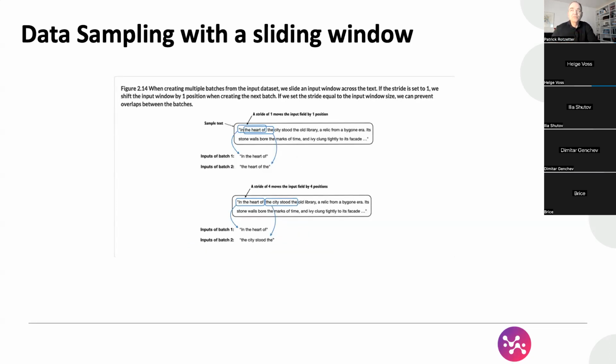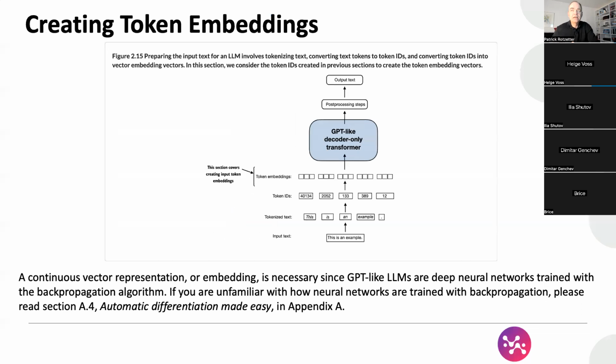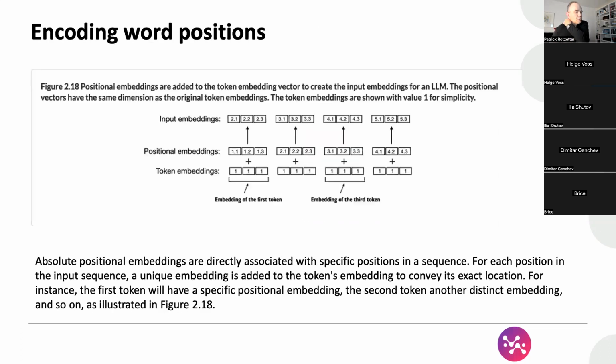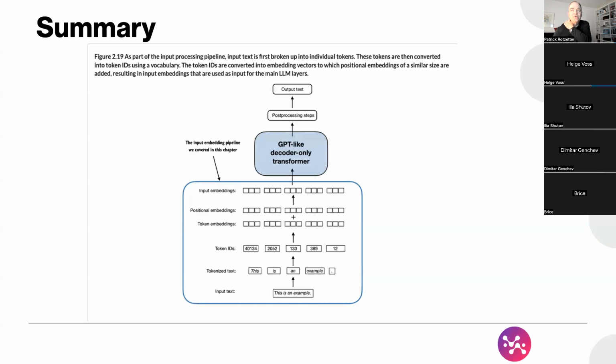And that's how to prepare this data sampling with a sliding window. You can choose if you want to skip 1 word, 2 words, 3 words, depending on what you do. And then you create the token embeddings at the end, and you can start training. So this was just a quick recap of what we've seen last time.